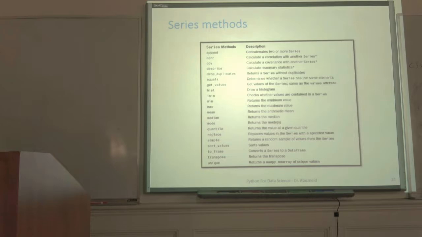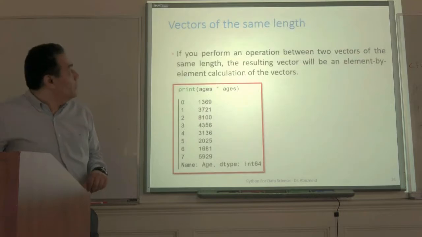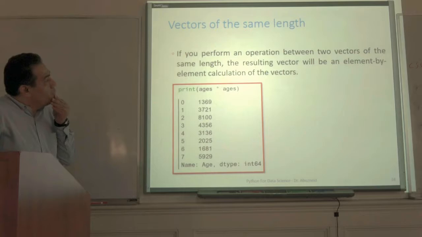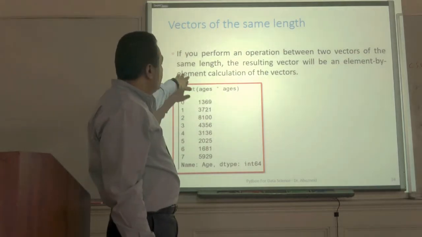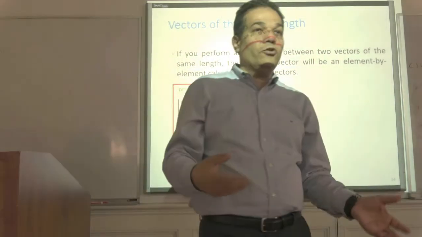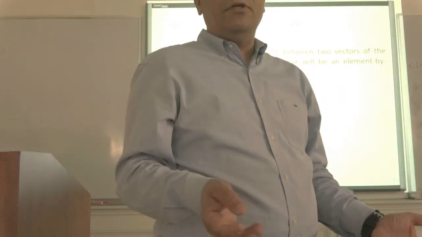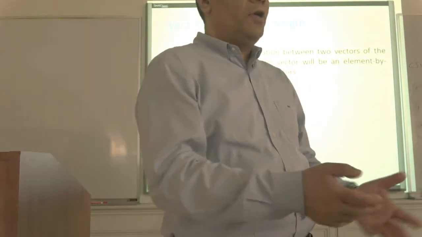All right, any question about series? No questions. All right. So, vectors of the same length. If you perform an operation between two vectors of the same length, when you have a series and a series, vector is a term used by NumPy. Series is used by pandas, but pandas came after NumPy. It's like an improvement on NumPy.